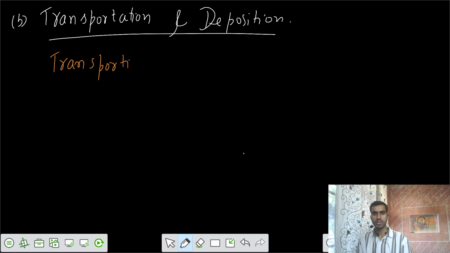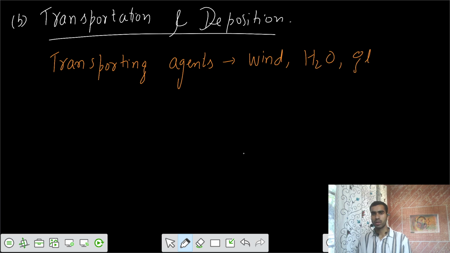So there are some agents that we can call transporting agents. Here we can have wind, we can have water, we can have glaciers. These are the few dominant agents: water, wind, ice. This is glacier ice. Now see, once there is erosion of the material, there will be transportation.